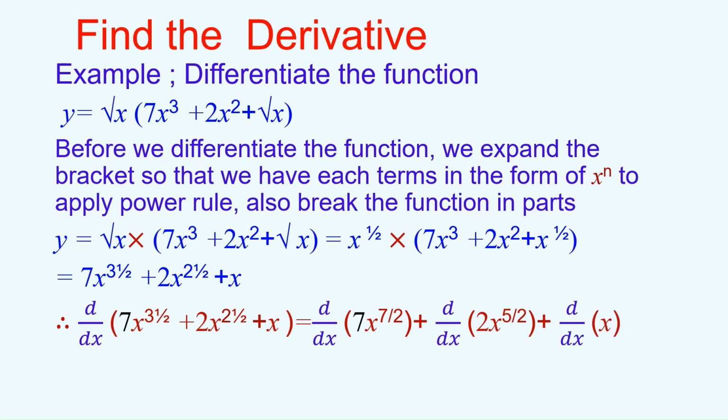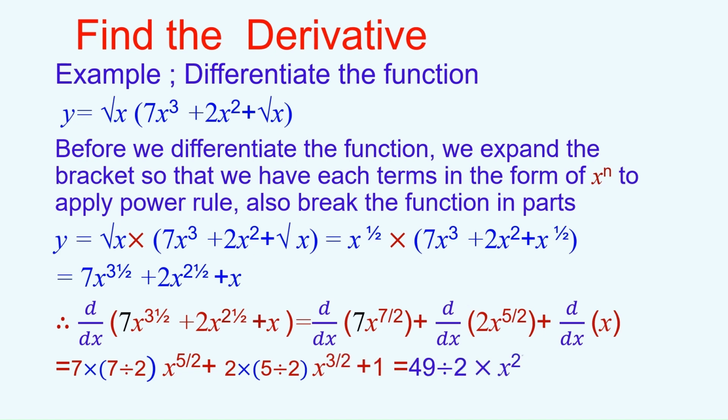equals 7 times 7 divided by 2, x to the power of 5 halves, plus 2 times 5 divided by 2, x to the power of 3 halves, plus 1, equals 49 divided by 2 times x to the power of 2 and a half, plus 5x to the power of 1 and a half plus 1.